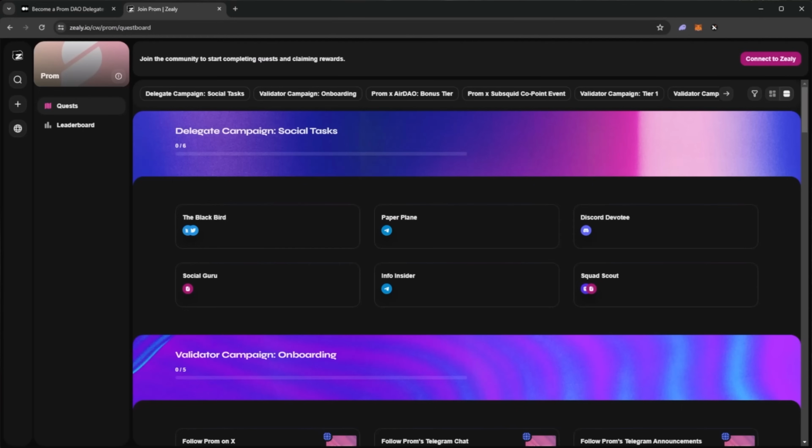Again, the project and ecosystem itself is really unique, and I like what they have going on here.